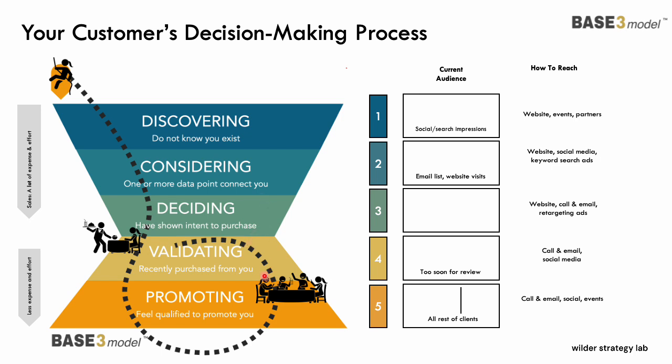People in the validation level are customers who have purchased from you, but it's too soon to ask for a referral. They're still validating whether or not they made the right decision. And then people in the promotion level are all of your historical clients, excluding those who are still in this validation level. There's a lot more we can say about this funnel or this chart, but this is all we're going to talk about at this time.